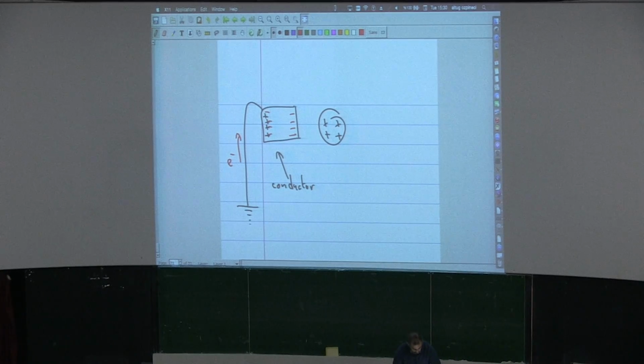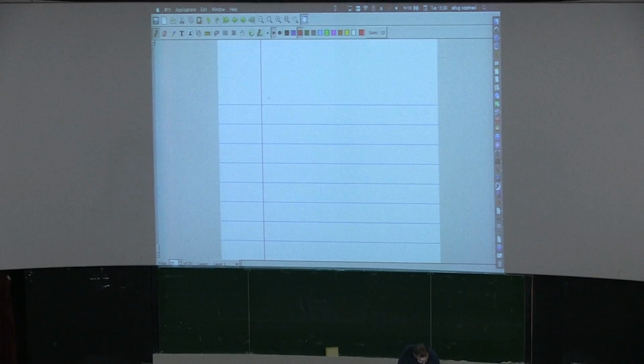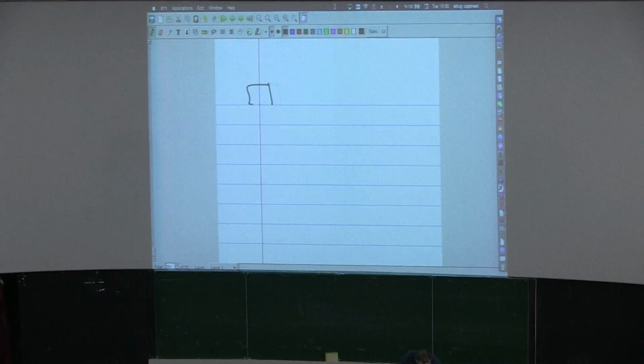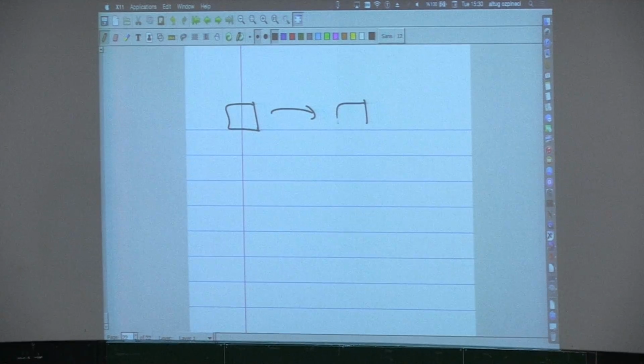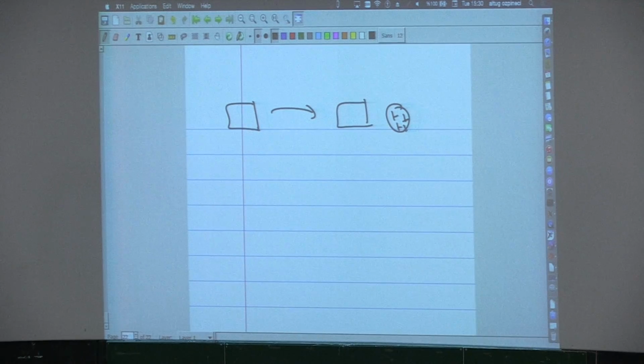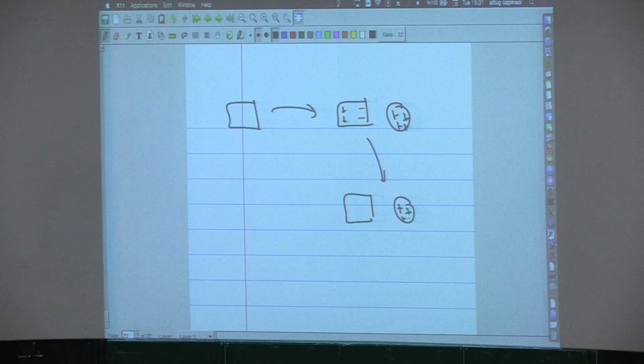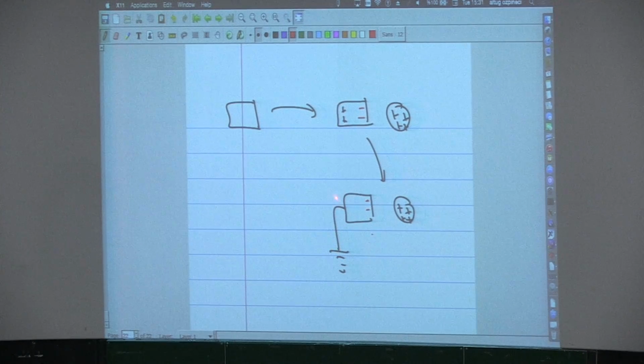So as a procedure, you can just imagine it this way. You have the conductor. Then you bring a positive charge in the near vicinity, which creates some positive charges on this end, negative charges on the other end. Then you ground this thing. So now we have negative charges on this end still. Nothing happened to those negative charges, but the positive charges are cancelled by the electrons coming from the ground.